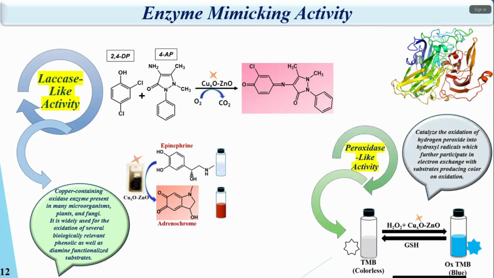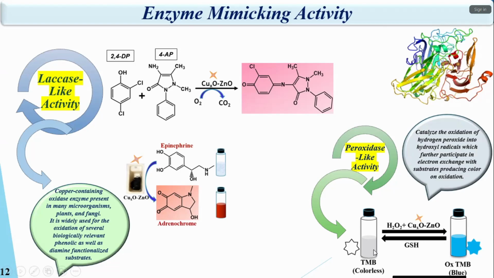The second enzyme we focused on is the peroxidase enzyme. Basically, it catalyzes the conversion of hydrogen peroxide into hydroxyl radicals, which further participate in electron exchange with a substrate, producing color on oxidation. Here, TMB is the substrate for this peroxidase, and when interacted with the catalyst or composite we synthesized, it is oxidized and gives us blue colored oxidized TMB.